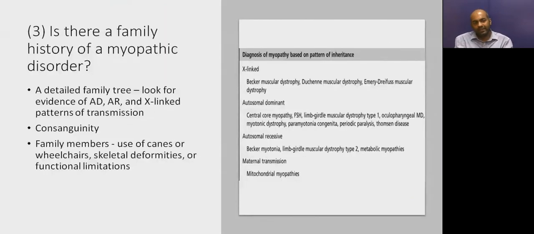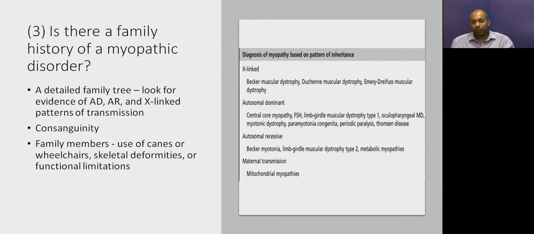The third question that we have to ask is, is there a family history of a myopathic disorder? For that, we have to make a detailed family tree of 3 generations. We have to look for any other involved family member, and if there is, see whether it is a dominant, recessive, or X-linked pattern. We should ask for consanguinity. A direct question like, does anybody in the family have muscle disease, may sometimes not yield an answer.